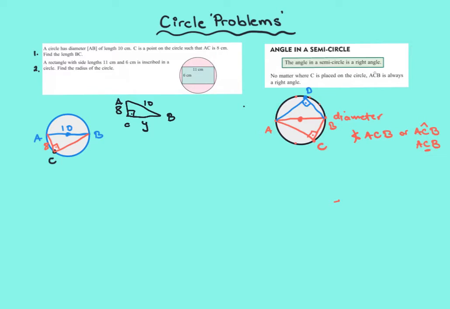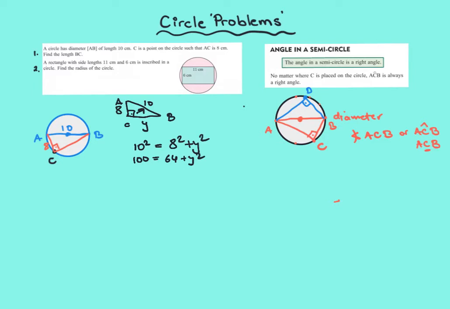According to Pythagoras theorem, so what do we have? 10 to the power of 2, which is the longest side in the right angle triangle and is opposite right angle here, is equal to a to the power of 2 plus y to the power of 2. Now, this is 100, a to the power of 2 is 64, and plus y to the power of 2.